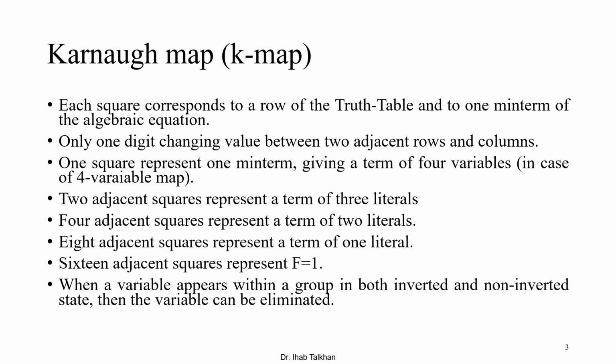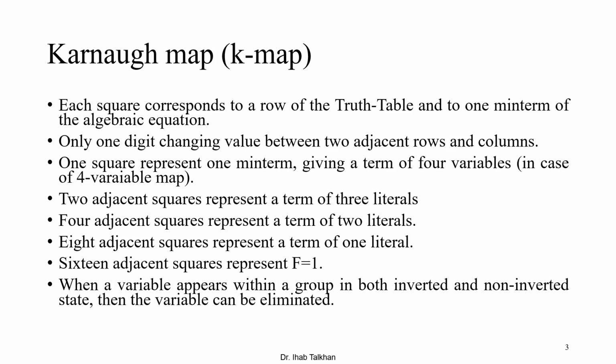So actually these 4 rules, we mentioned in the video that if you take the maximum groups of ones, you will end up reducing the number of variables, or the number of letters, in your equation. If you have one cell, in the case of 4 variables, you get 4 literals. If you are taking 2 adjacent squares, you will get 3 literals. If you are taking 4 adjacent squares, you will get 2 literals. And if you get 8 adjacent squares, you get only 1 letter. So this means that you are reducing the number of letters per term. And if you have all cells equal to 1, this means that f equals 1.